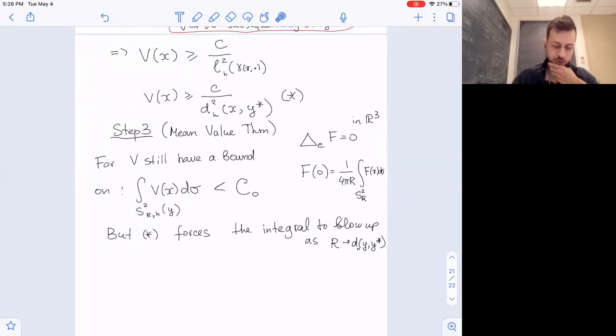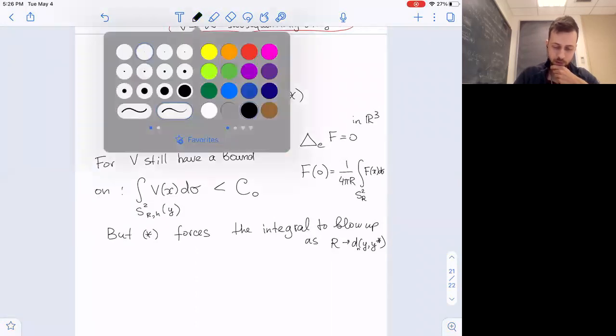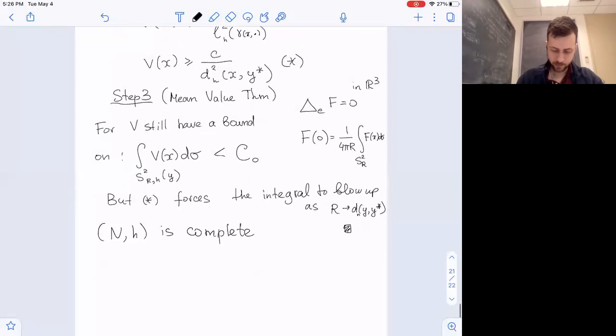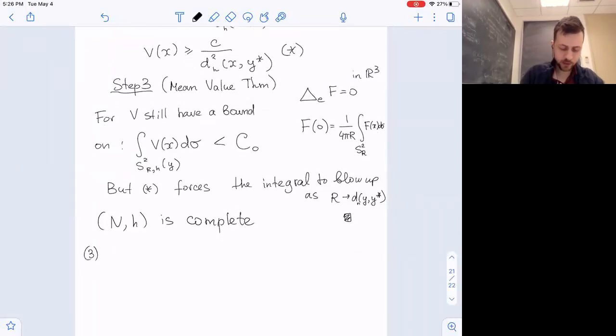So it gives you a contradiction, and it proves that the orbit space and h is complete. So let me explain how it can be applied to study deck transformation.